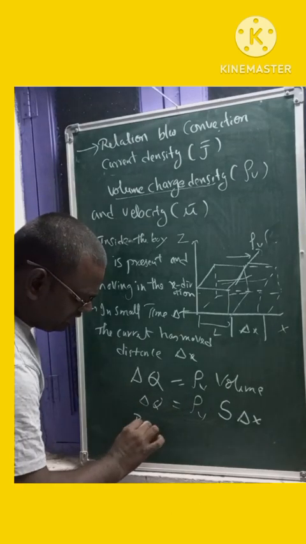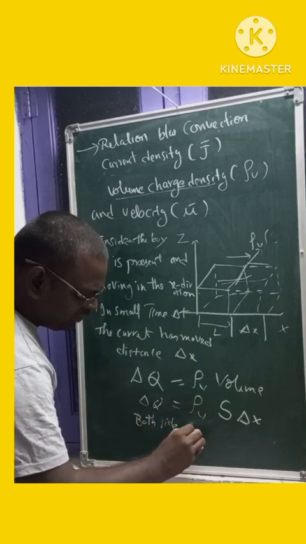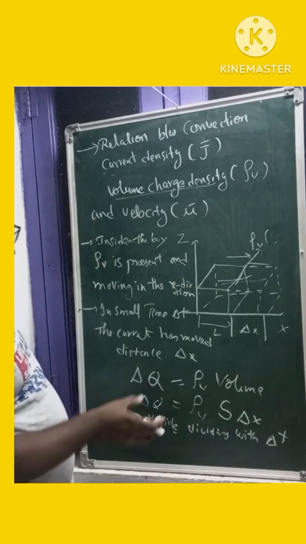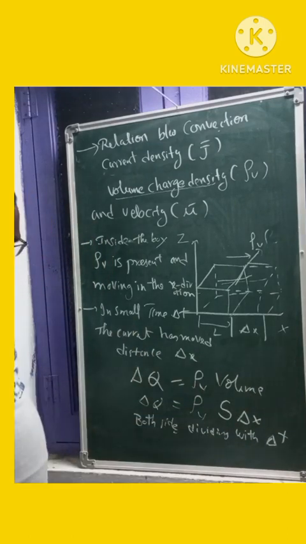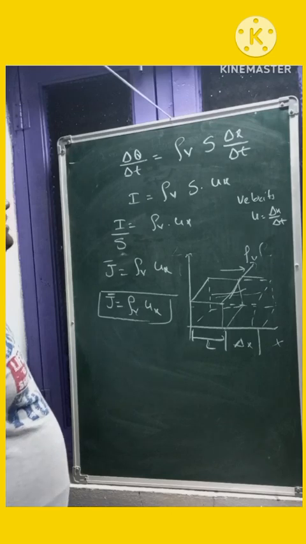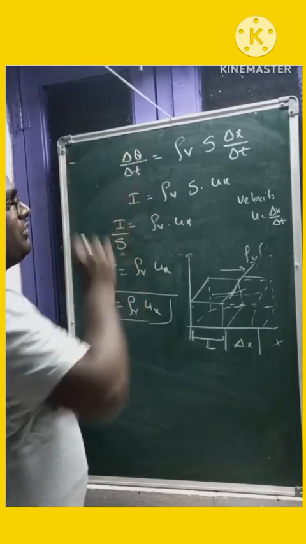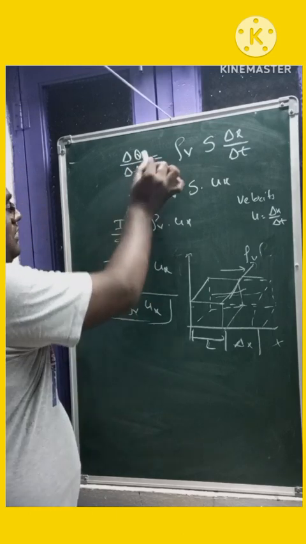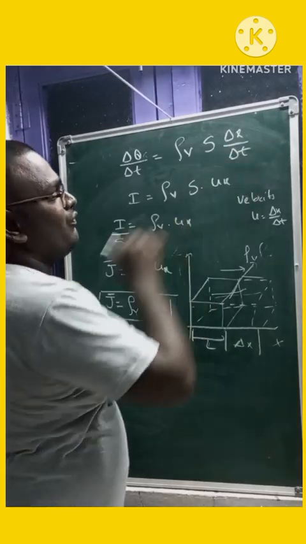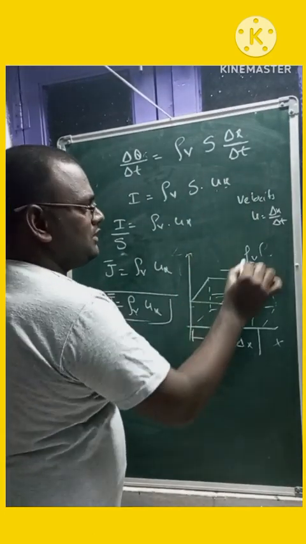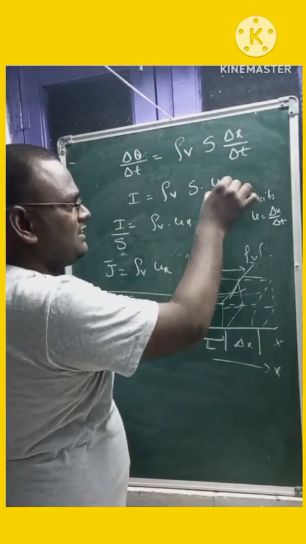Now we divide both sides by del t. The rate of change of charge with time gives the current I. The displacement per unit time is the velocity, and since the charge flows in the x direction, the velocity is taken as u x.